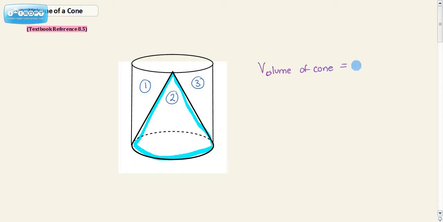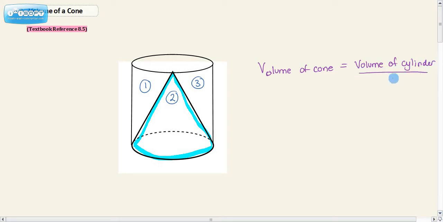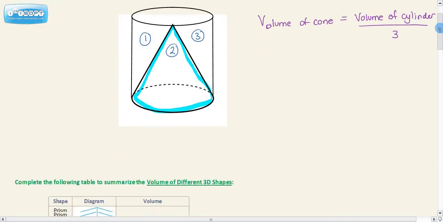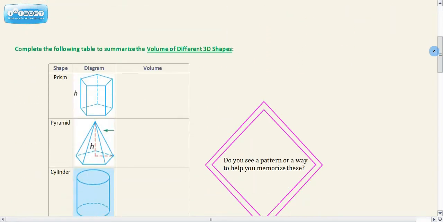It is simply the volume of a cylinder divided by 3. So that's it. That's the equation of a cone. It's the volume of a cylinder divided by 3. We're going to need to know what the volume of the cylinder is again. So let's refresh our memory.